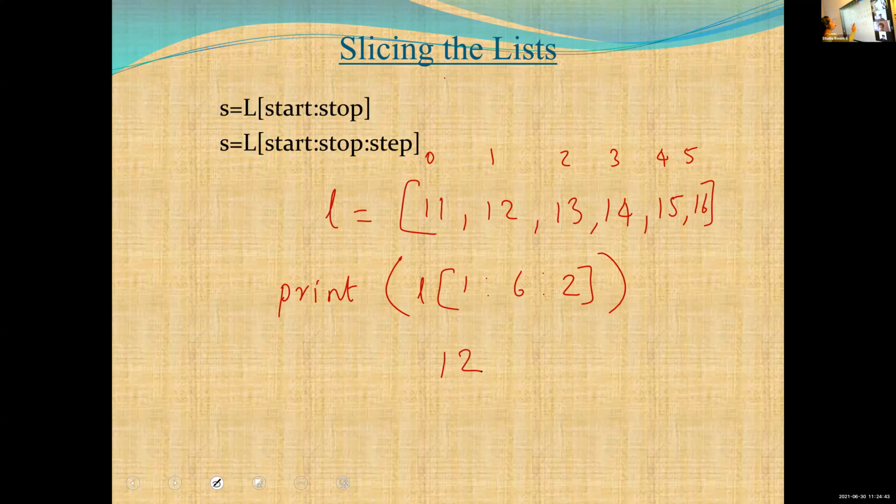First 12 is displayed. After that, in the normal case it is displayed as 13. But here we are using the incrementation value as 2. So after 12 it will increment by 2 and display 14. After that it will display 16. So this is the result.